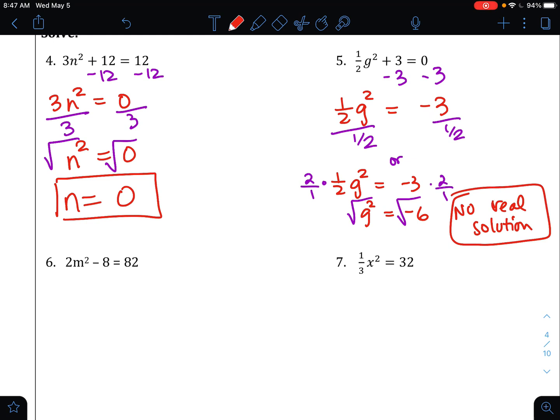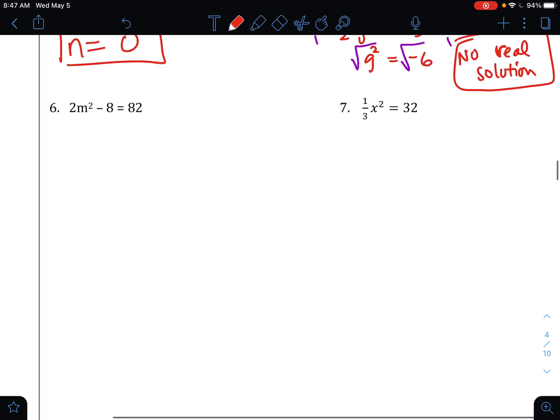Okay, and so I'm going to put the word real in there this time because there's actually an imaginary solution, but you guys won't study that till Algebra 2. Okay, I want you to wrap this up. I'd like you to come back when you have 6 and 7 completed.